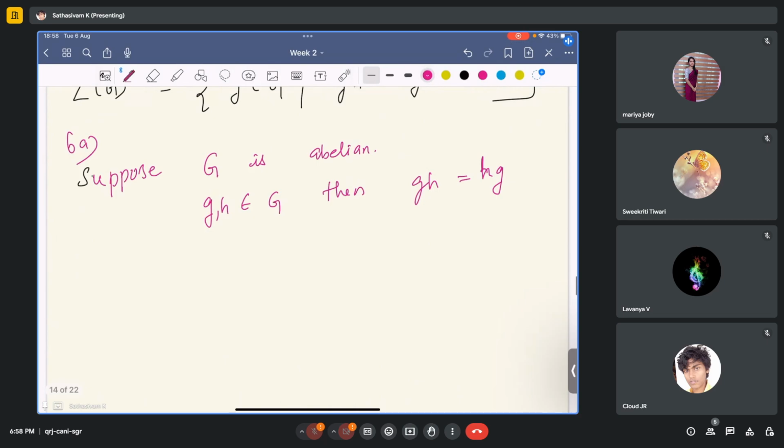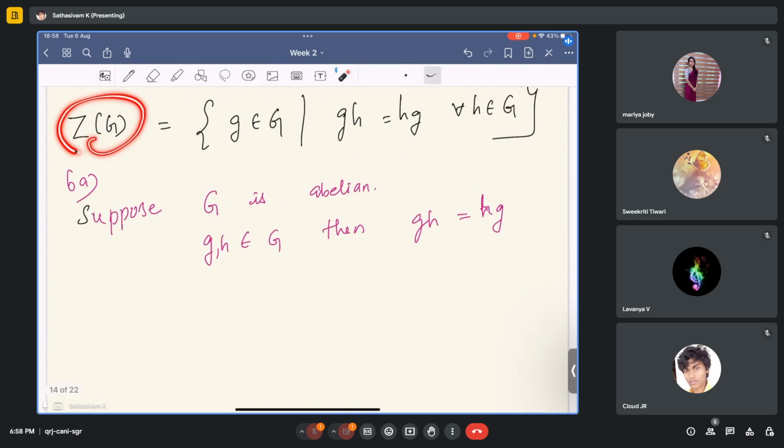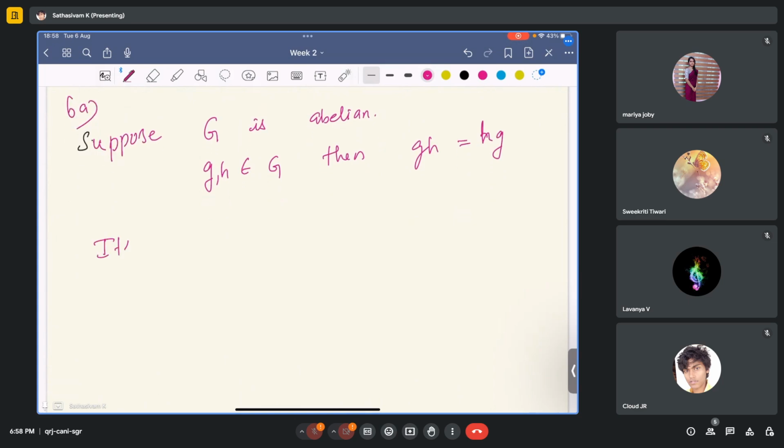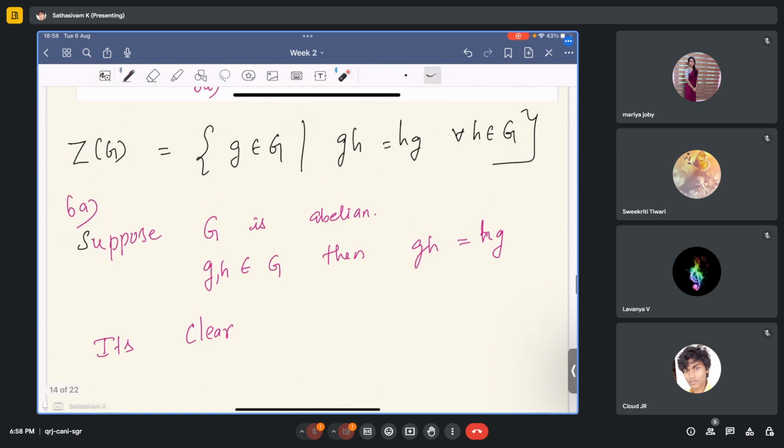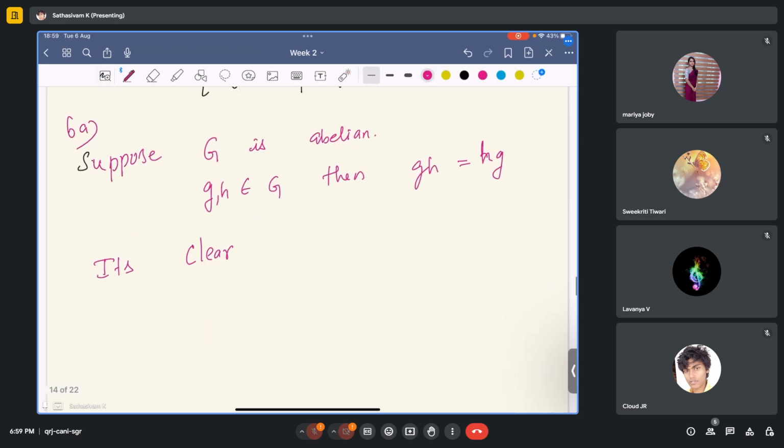One thing is obvious, right? The center of G is always a subgroup of G. Why? Because you are always collecting elements from G with some extra property. So the center of G is always a subgroup of G. That is clear. Ideally one should not just write clear, but you are collecting elements from G, so any element here is an element of G to begin with.